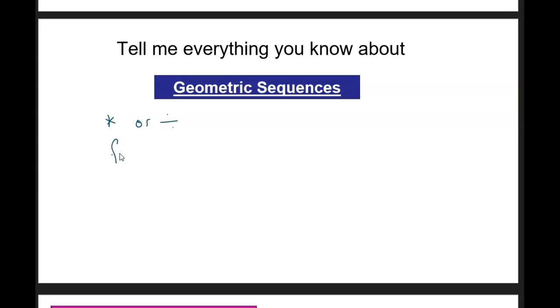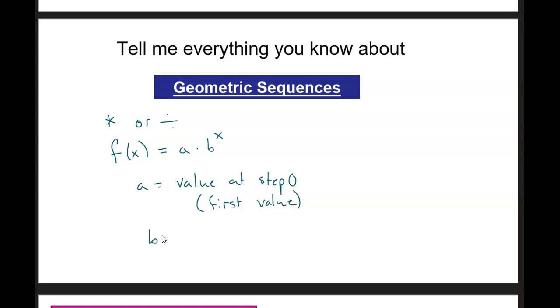So the function we use for geometric sequences is a times b to the x. And you'll recall that a is the value at step 0, or we can call that the first value. And b, do you remember what b was? It's the common ratio. Kind of like the common difference, it's the number we're multiplying at each step. So common meaning at each step.